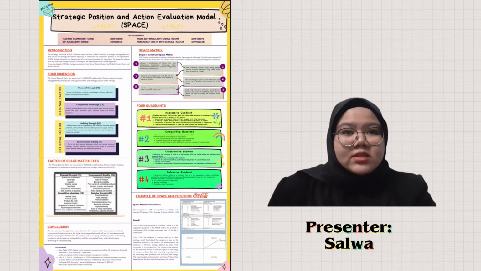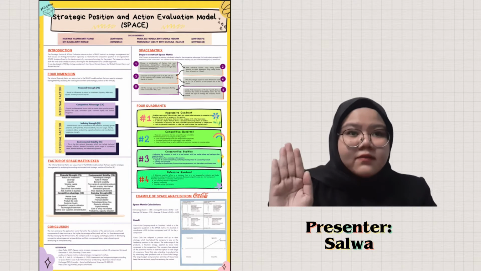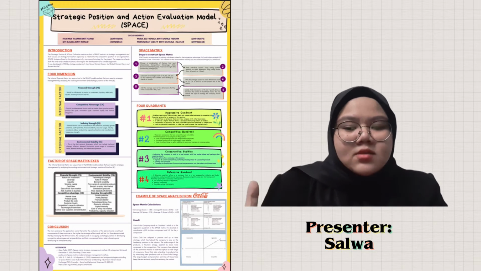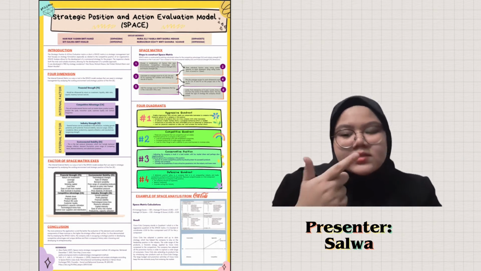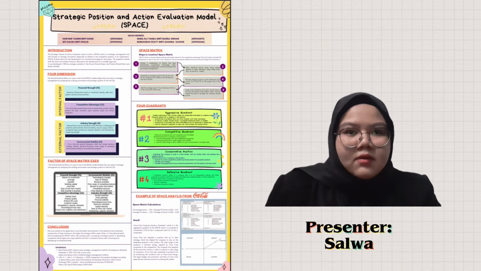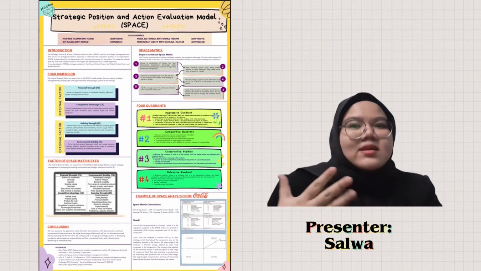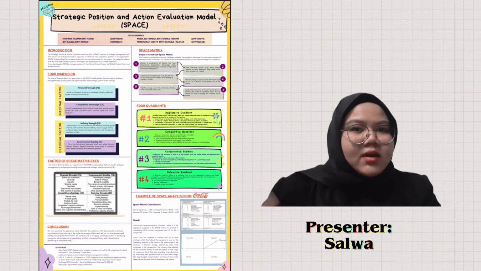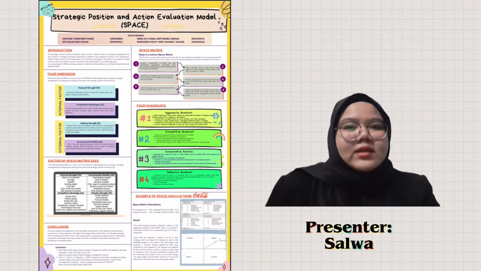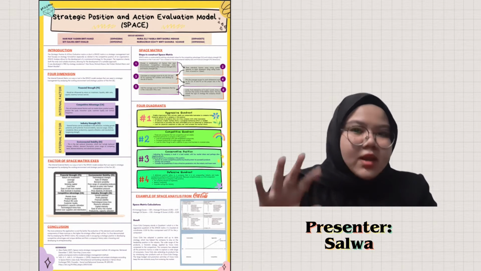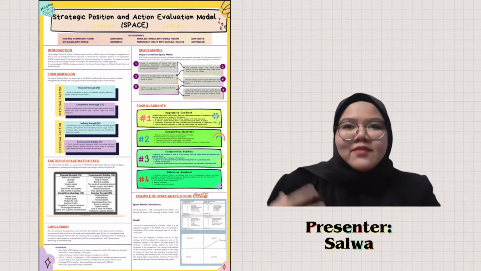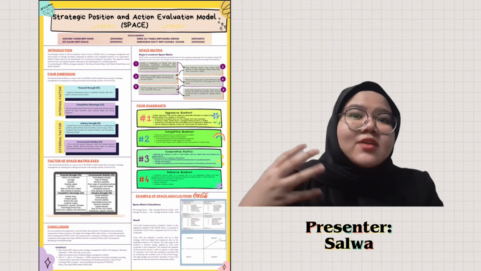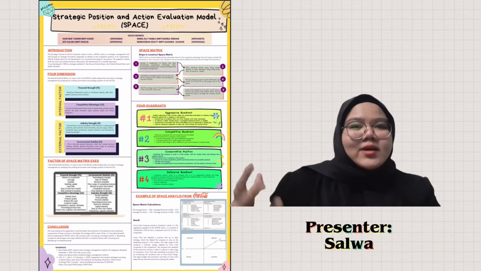In our presentation, we focus on 5 subtopics, which are the 4 dimensions, factors, steps to construct, 4 quadrants, and last is the application of SPACE analysis by Coca-Cola. By the end of this talk, you will be familiar with the SPACE model. I will begin by filling you in on the introduction of the SPACE model.